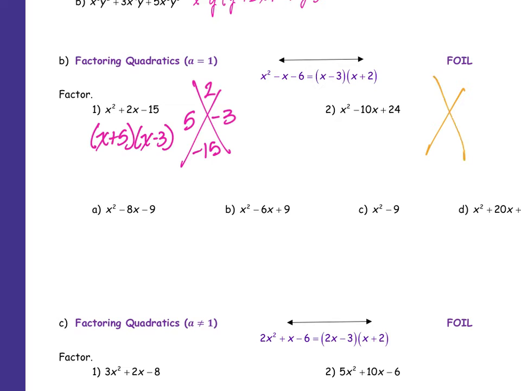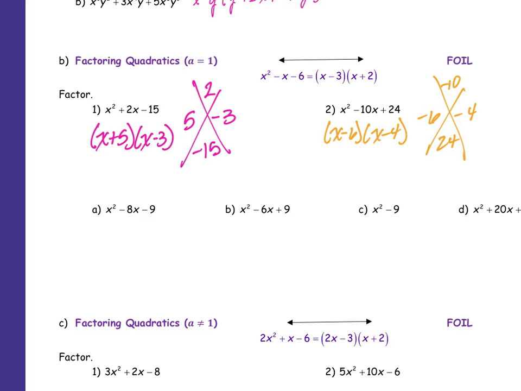Same thing on the second one. Two numbers that multiply to be 24 and add to be negative 10. Negative 6 and negative 4. So x minus 6 and x minus 4, done.